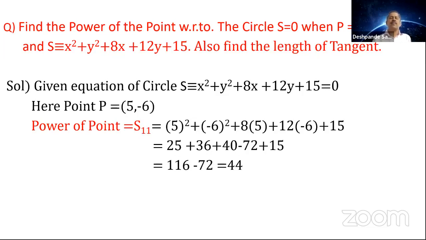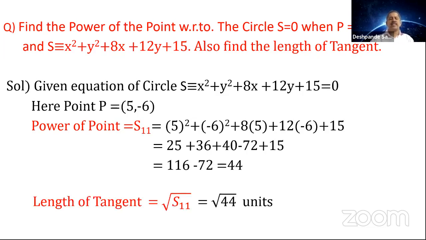So you can have the power of the point as negative also, it doesn't make a difference. But when you are finding the length of the tangent, what is the formula of length of the tangent? Length of the tangent is given by square root of S11. So length of the tangent is square root of S11, which is 44, just now you got it. So the length of the tangent is square root of 44 because the length should be expressed in terms of units. So it is square root of 44 units.